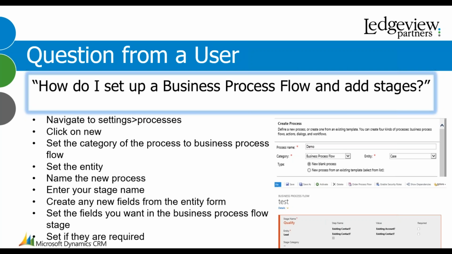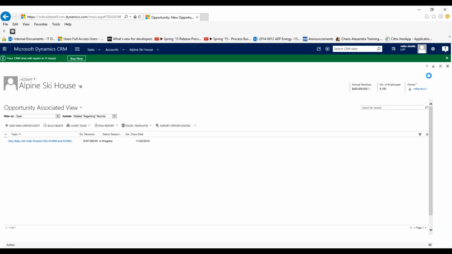So then set the fields you want in the business process flow, and then you can set if they're required or not. And one thing to note, when setting them as required in a business process flow, all that means is those fields have to be filled out before you can move to the next stage. They don't affect whether you can save the form or not. So let's jump into CRM and I'll show you how easy this is.